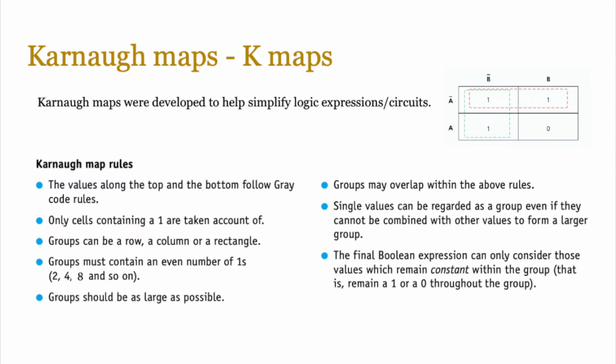So if you look at the vertical group that's highlighted in green, you can see that not B is constant all the way through, and A and not A basically cancel each other out. So you end up with not B. So the overall expression for that K-map that you see in the corner is not A or not B.